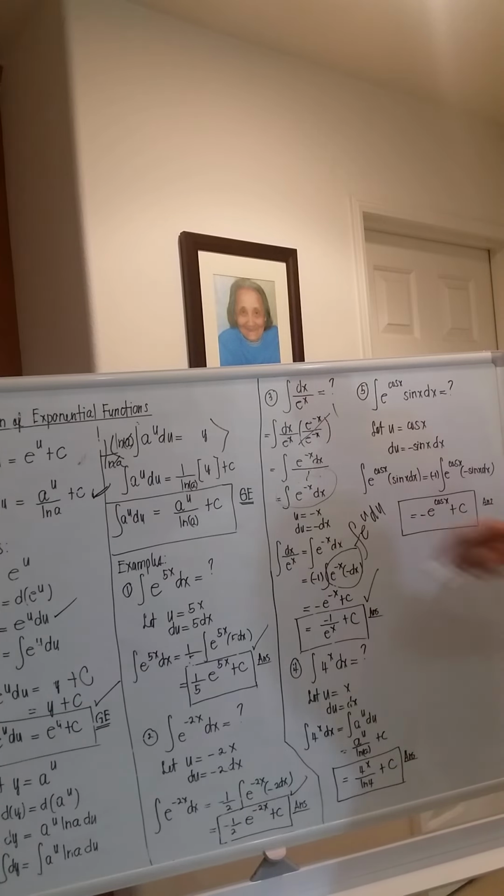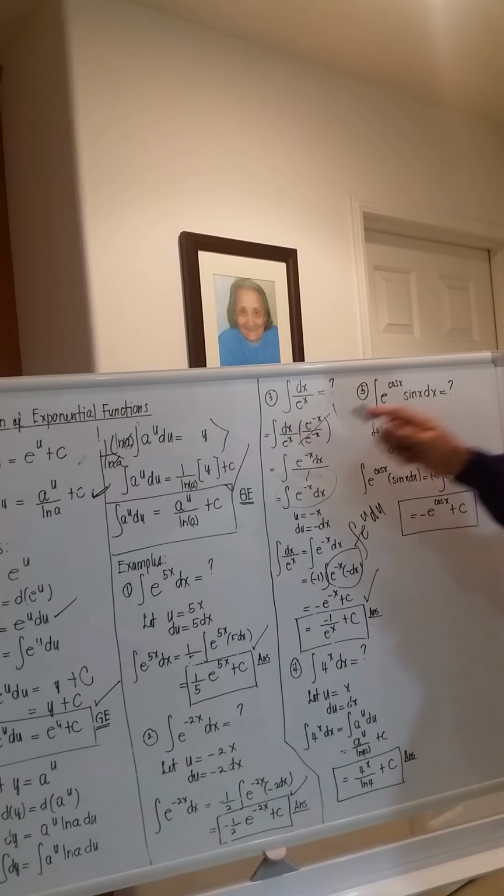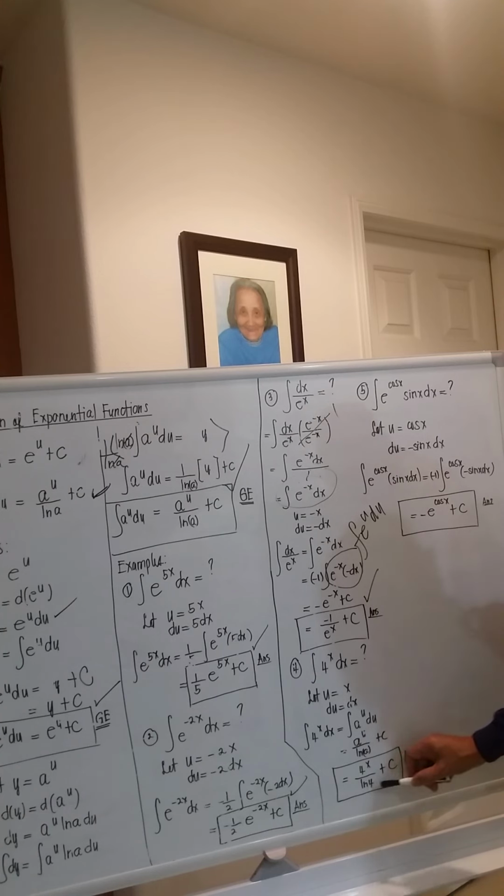And as we derive it, the integration formula, the formula on how to integrate that one is a to the u over natural logarithm of a plus c. Substituting now, this should now be 4 to the x over the natural logarithm of 4 plus c. As simple as that one.